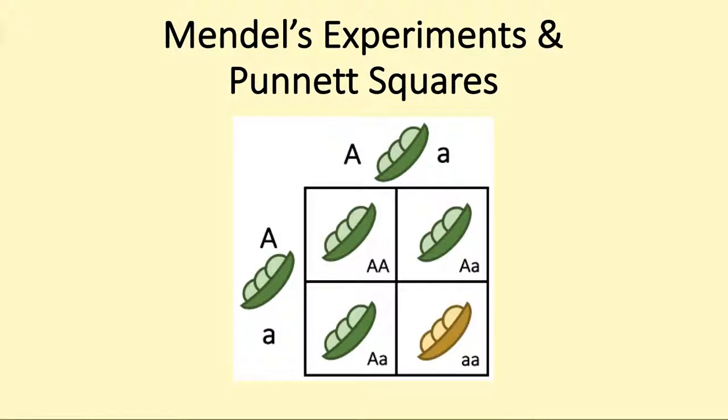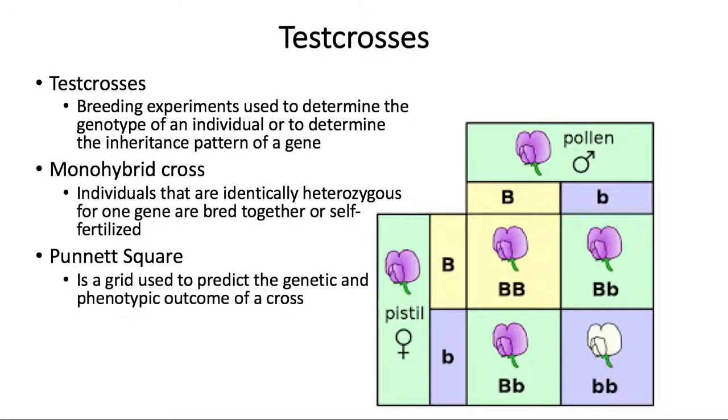Welcome to today's lesson. We'll look at Mendel's experiments more closely, and we'll look at Punnett squares. If you want to learn about genetics or how a trait is inherited, it can be very helpful to take two individuals, have them reproduce with each other, cross them with each other, and see how the offspring turn out. And this is where a test cross comes in.